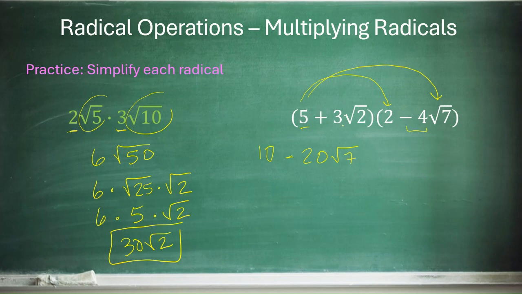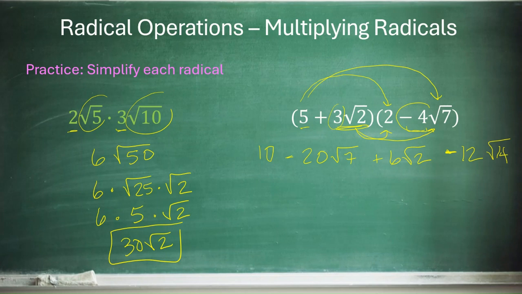Okay. Then we have 3 times 2, which is 6. That's positive times root 2. That gives me 6 root 2. Then we have the most complex one. I'm going to make this negative because I have a positive times a negative. We have 3 root 2 times negative 4 root 7. So we multiply the coefficients. 3 times negative 4 is negative 12. And then root 2 times root 7 is root 14. Okay.